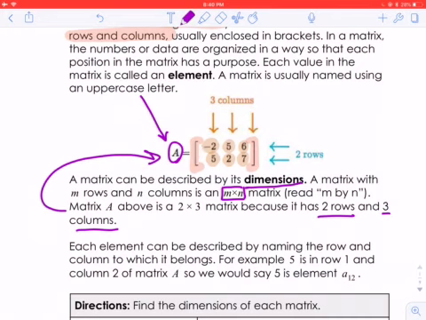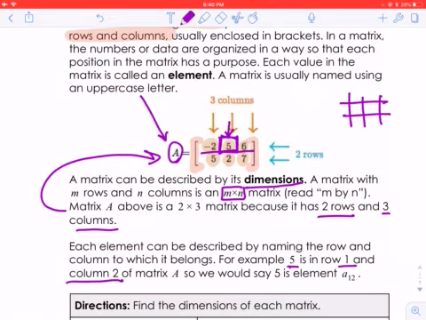Pretty simple in terms of how we name them. I count how many rows there are, and then how many columns there are. 2 by 3. Then each element can be described by naming the row and the column to which it belongs. For example, 5 is in row 1 and column 2. So looking at this number 5 right here, we would say it's in the first row and it's in the second column.